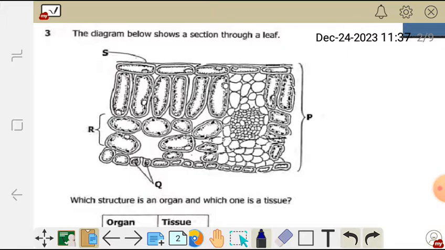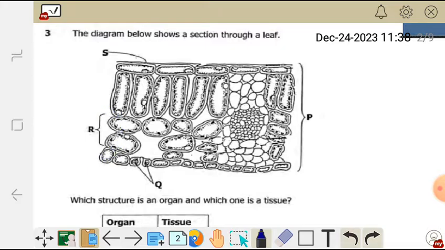So an organ in this diagram is P, because we have different kinds of tissue making up P. We have these cells here, the palisade cells, which are also part of P. We have these other cells here, which are also part of P. So those two different kinds of tissue form what we call an organ, which is represented by P in this case. Then a tissue here is R.